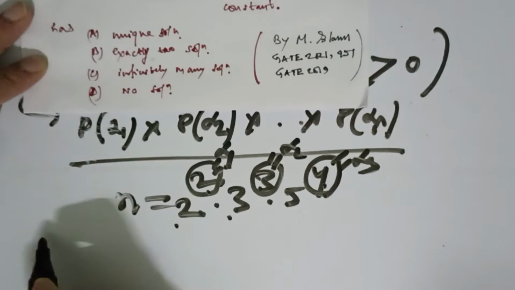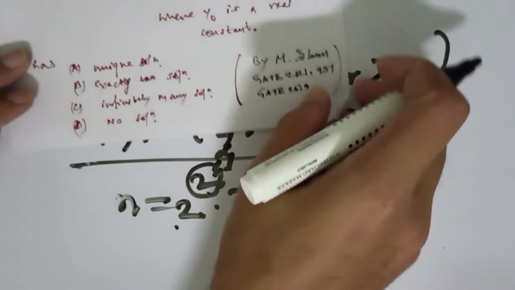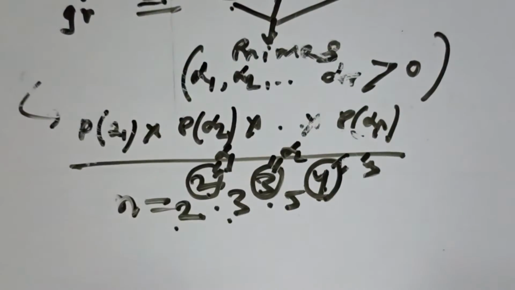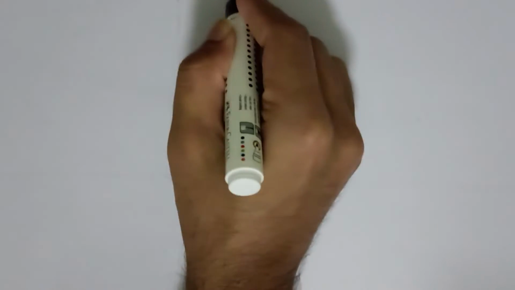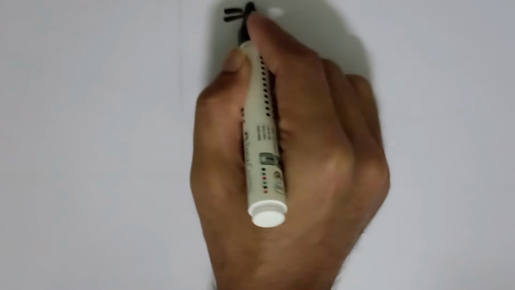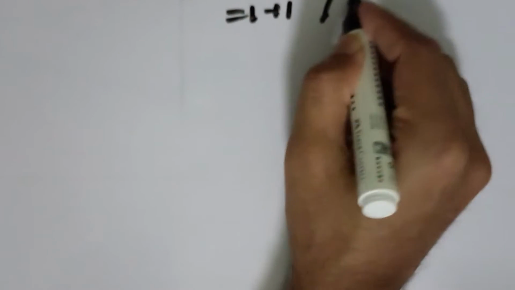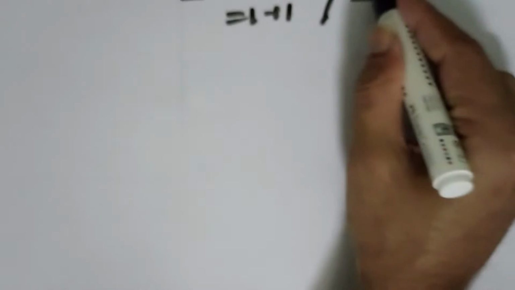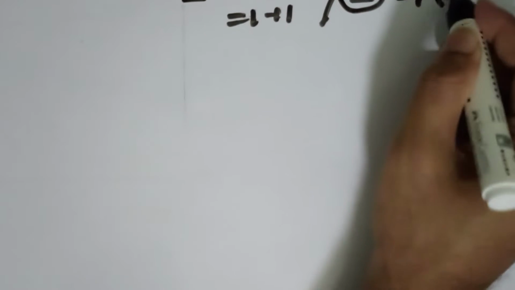Okay, what is the partition of 2? Partition of 2 can be written like this: either 2 plus 0 or 1 plus 1. So in this case we have 2 partitions, which means the partition of 2 equals 2.